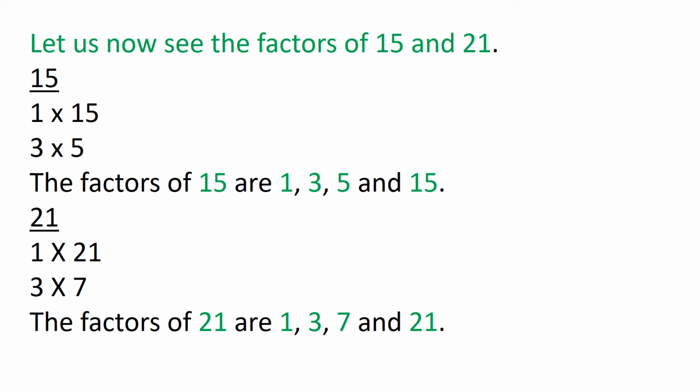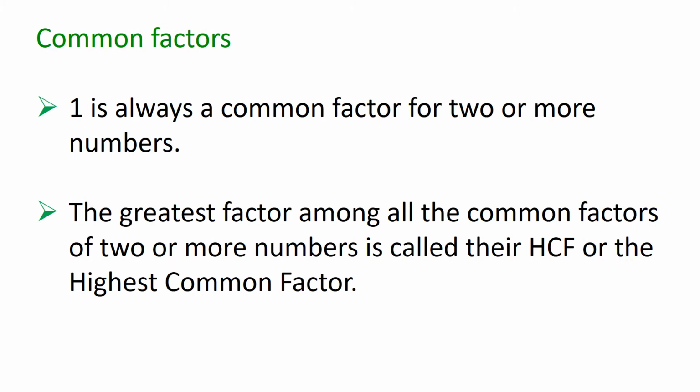Which means 15 comes in the tables of 1, 3, 5 and 15. So the factors of 15 are 1, 3, 5 and 15. Now factors of 21: 1, 3, 7 and 21. Which means the number 21 comes in the tables of 1, 3, 7 and 21. Clear? Let us now see what are common factors.